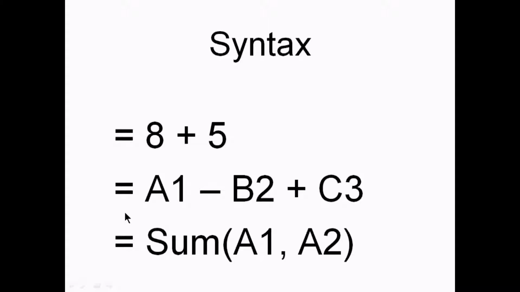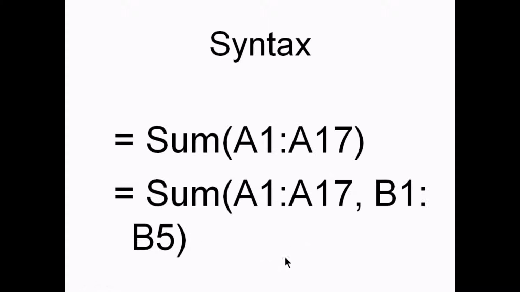Next is a calculation using cell names. So here we start with an equal sign, and the computer will calculate the value of A1 minus the value of B2 plus the value within C3. Next is a function. We start with the equal sign, the name of the function, which happens to be sum, and within parentheses we have the computer sum A1 and A2 together. A1 and A2 are separated by a comma.